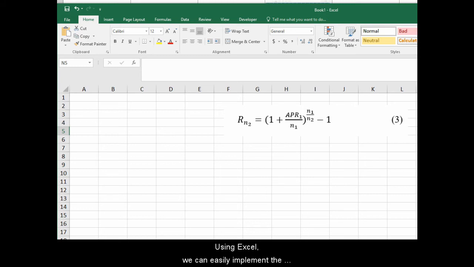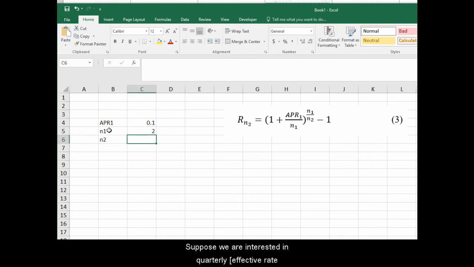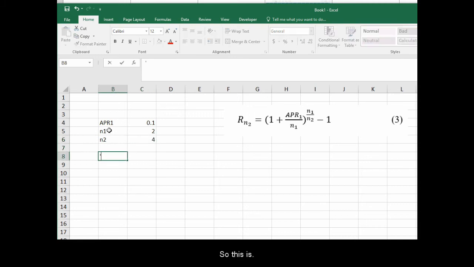Using Excel, we can easily implement the formula approach. Here is the formula we are going to use. We type APR1, and we assume it is 10%. This is N1, which is 2. This is N2. Suppose we are interested in the quarterly effective rate, so this is the effective rate depending on the second frequency.